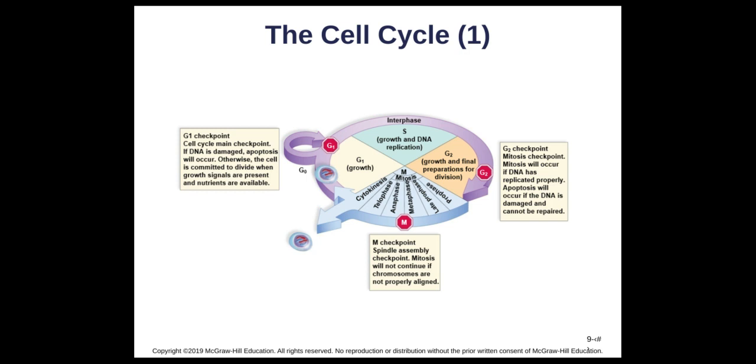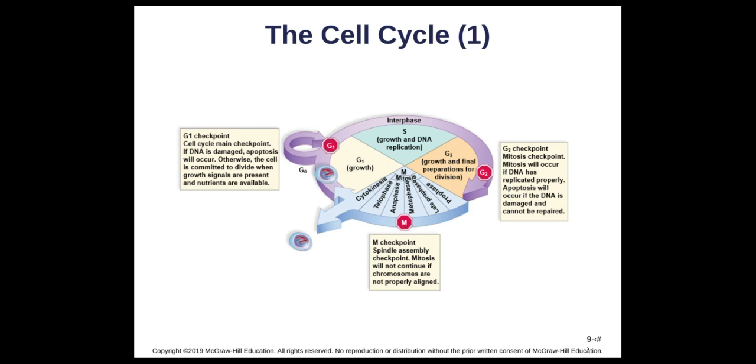What you'll see is that in this, there are certain checkpoints or stop points. There is this checkpoint here after growth, where basically if something is wrong with the DNA, this cell will go through apoptosis or be destroyed. After growth 2, same thing. There's this checkpoint or stop point where before mitosis occurs, we're double checking, is the DNA correct? If not, then that cell will go through apoptosis.